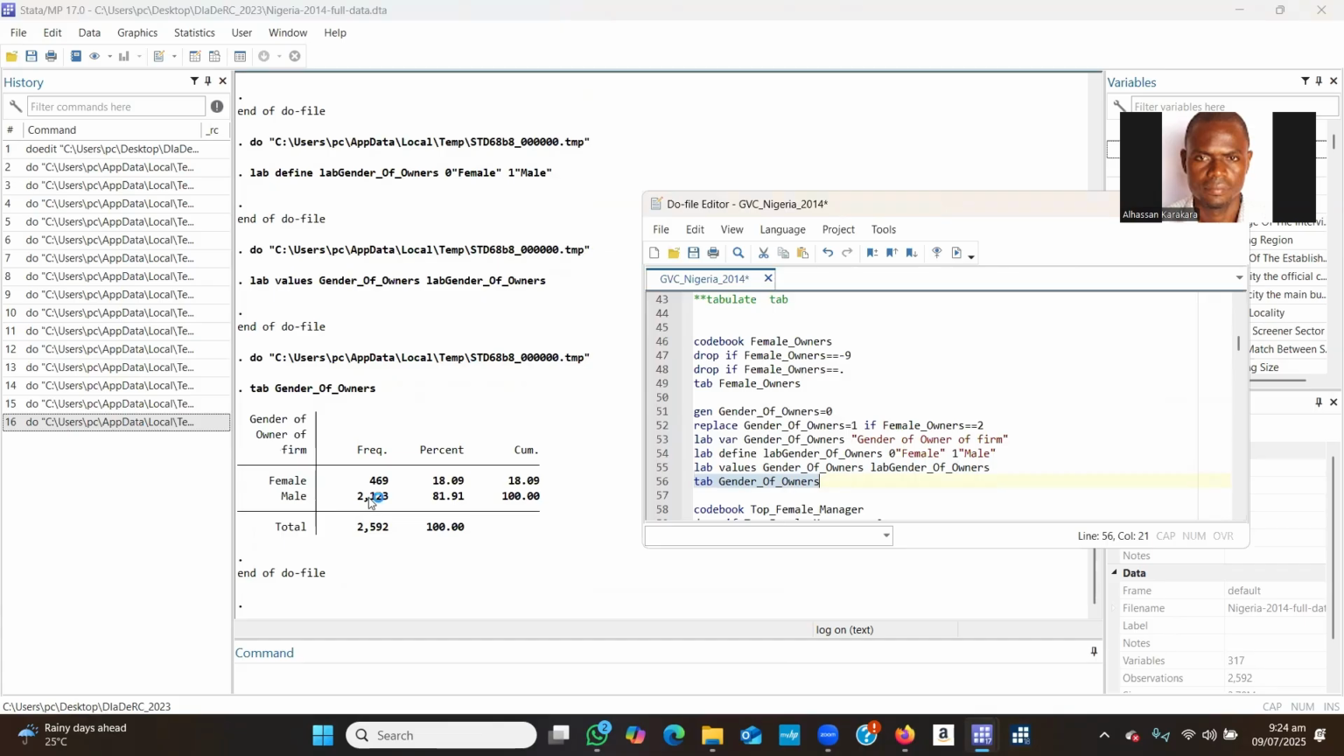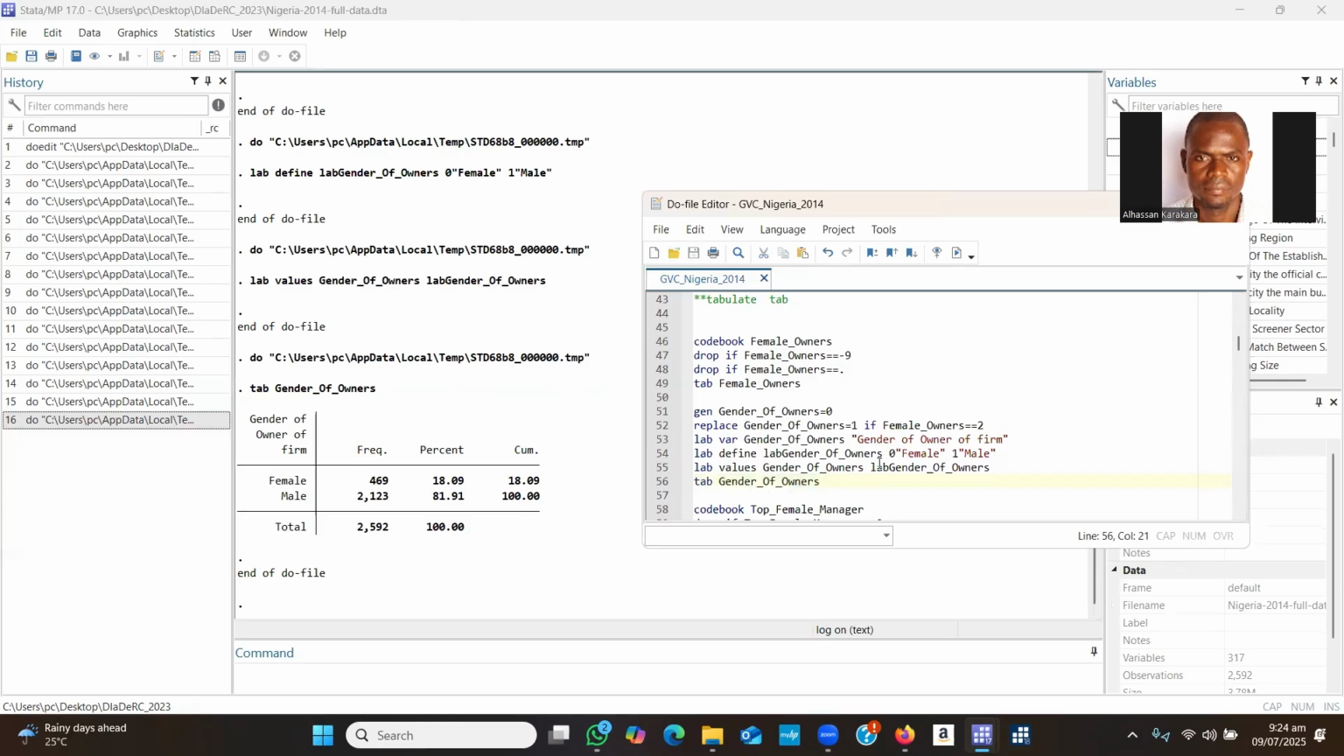Male is 2, 1, 2, 3. So anytime you tabulate or you slot your variable in any regression, the gender male and female will appear, and you are okay with that. Instead of yes or no, when at a point in time, you may forget what yes and no is, or a third person or second person cannot easily flow with your do file. So our variable is done.